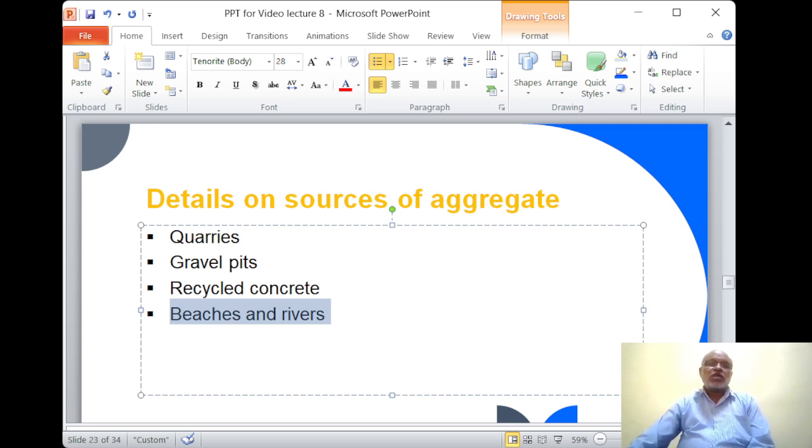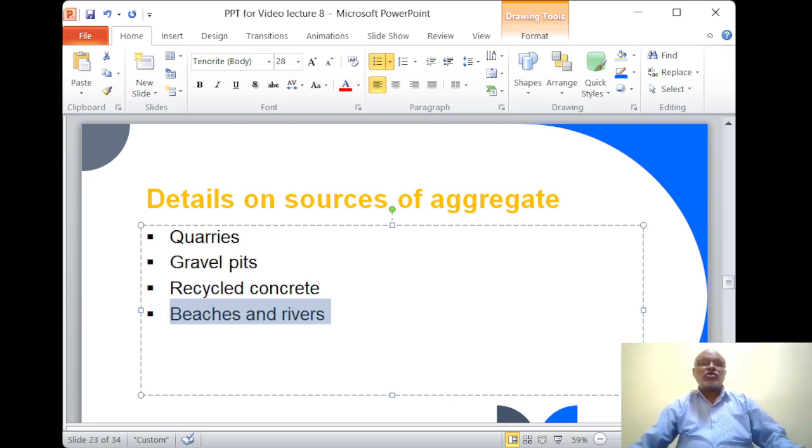Rivers also play a crucial role in aggregate production as they provide source of gravel and stone that are essential components of concrete and other construction materials. However, it is important to note that extraction from river can sometimes cause environmental damage, such as habitat destruction and erosion. In general, sustainable sourcing practices are key in both beach and river aggregate production to ensure the preservation of natural ecosystem and resource for future generation.